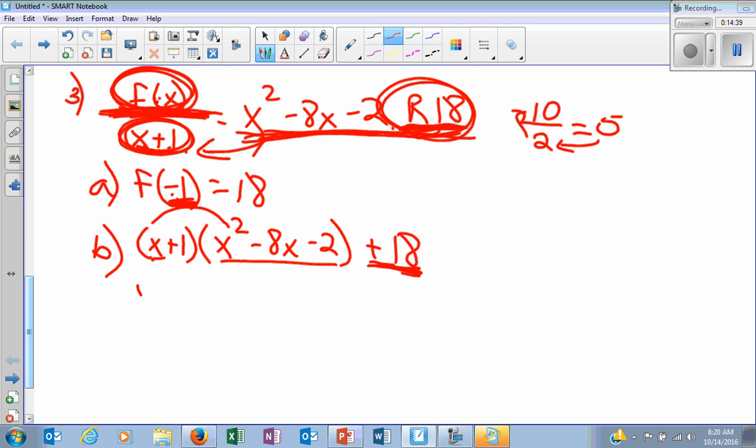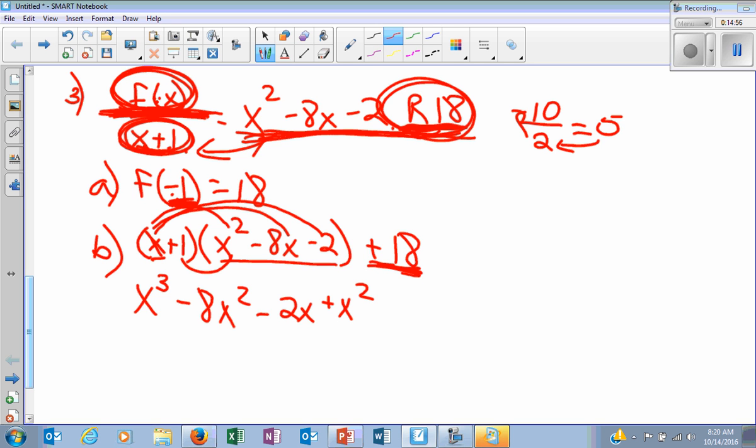This times this is x cubed. This times this is negative 8x squared. This times this is a negative 2x. Done with this one. This times this is a plus x squared. This times this is a minus 8x. This times this is a negative 2. And then I can put my plus 18 out there again, because now I'm done distributing.